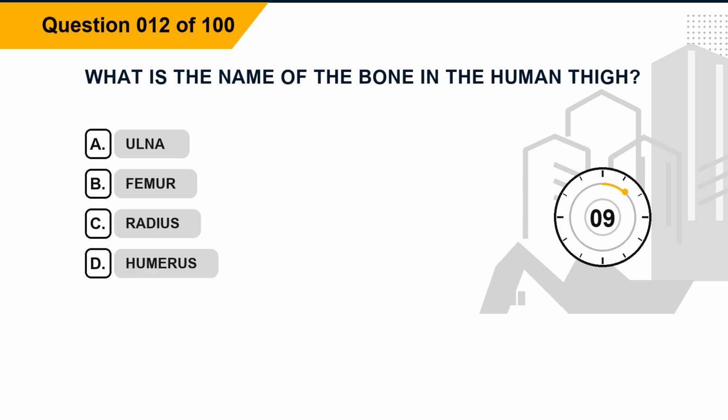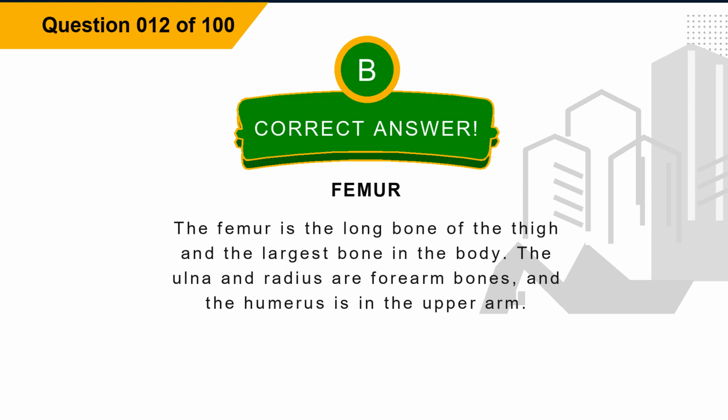Question 12. What is the name of the bone in the human thigh? Option A, ulna. Option B, femur. Option C, radius. Option D, humerus. The correct answer is option B, femur.